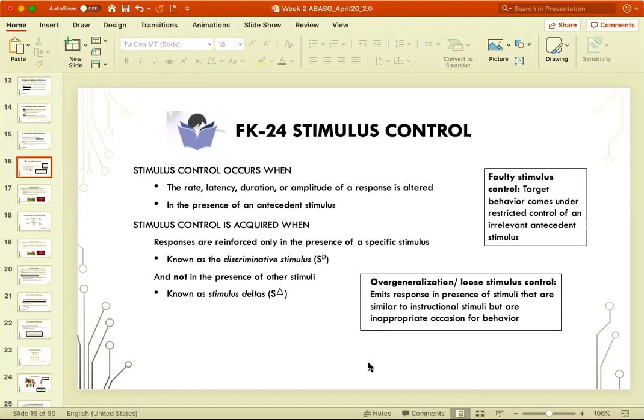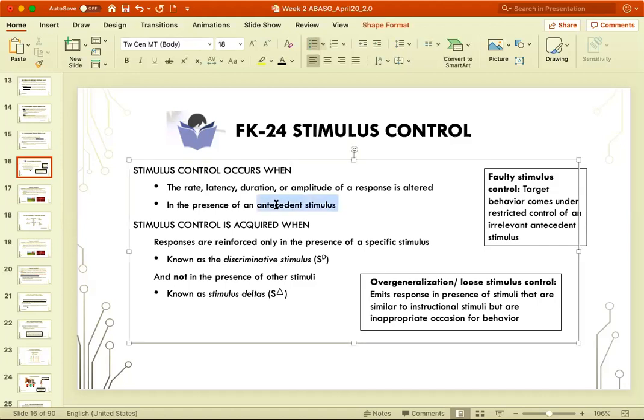So stimulus control occurs when the rate, latency, duration, or amplitude of a response is altered in the presence of an antecedent stimulus class. So just kind of to go backwards here a little bit, there needs to be the presence of the antecedent stimulus class. If you're going to say it's stimulus control, a specific antecedent must be present. And in the presence of that antecedent stimulus class, is some dimension of that behavior altered? That's when we can say that we have stimulus control.